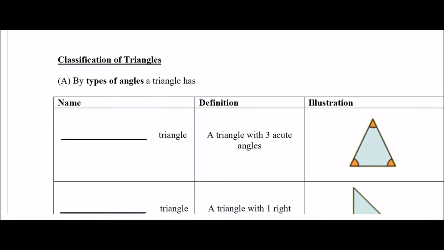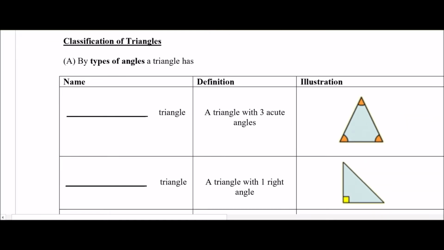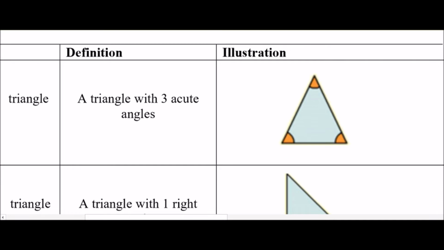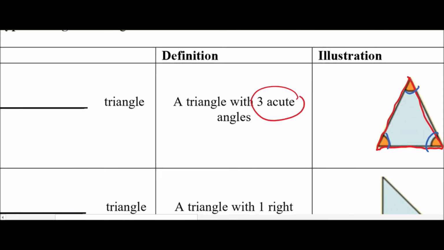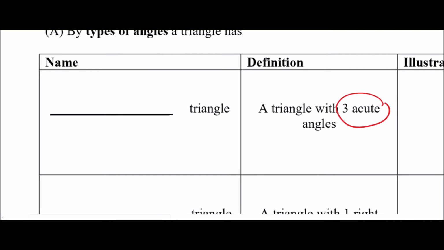Okay, so first, we're going to classify different types of triangles since they're not all made equal. For the first type, let's take a look at this. This type of triangle, by definition, has 3 acute angles. We all know that triangles have 3 sides. Some may be equal, some may not, and because of that, we have 3 angles inside the triangle.